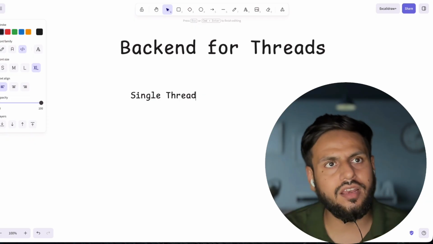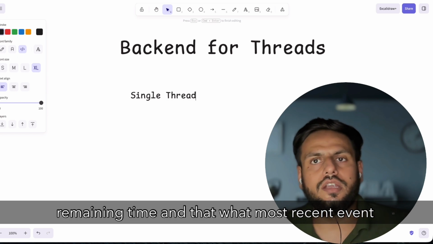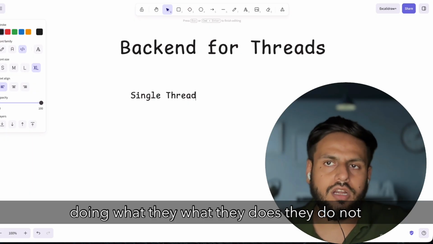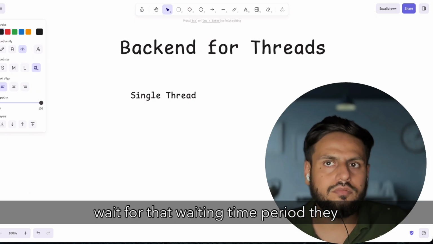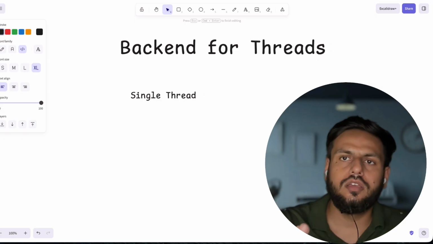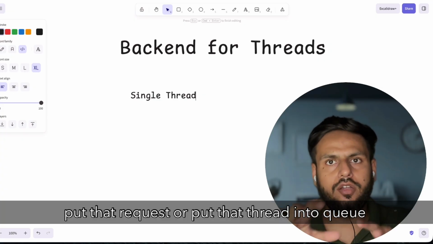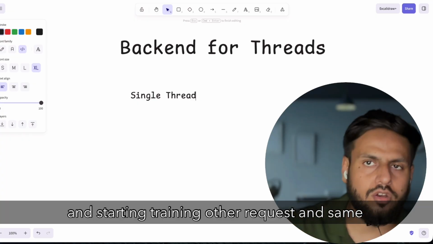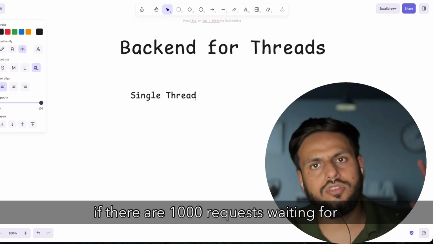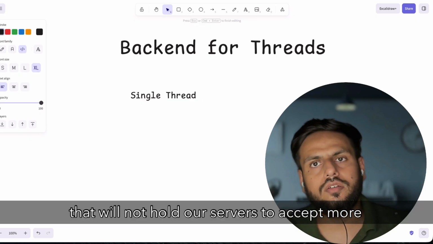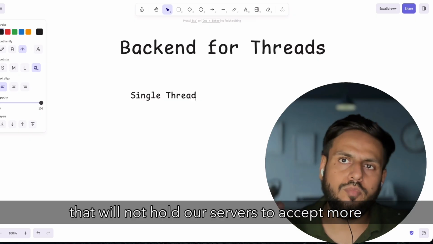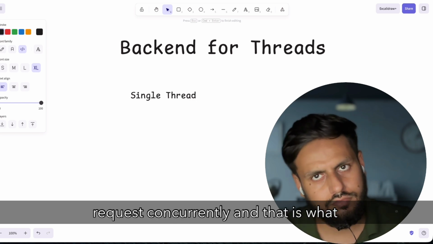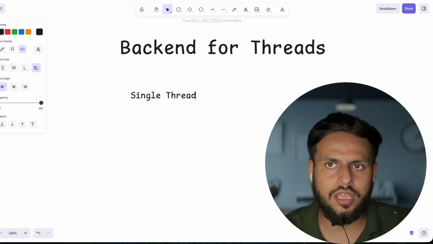To solve that, we need to utilize the remaining time, and that is what the recent event loops, you have heard this term, are doing. They do not wait for that waiting period. They put that request or thread into a queue, or some sort of waiting list, and start entertaining other requests. Even if 1,000 requests are waiting for something, that will not stop our server from accepting more requests. So our system can accept more requests concurrently, and that is what concurrency means in these new terms.